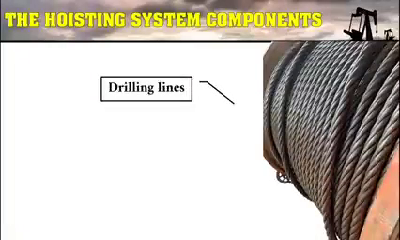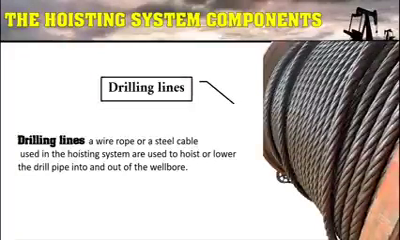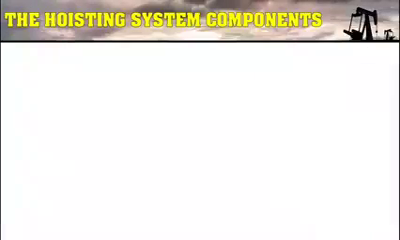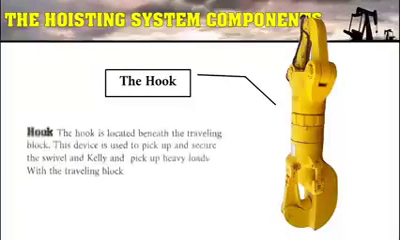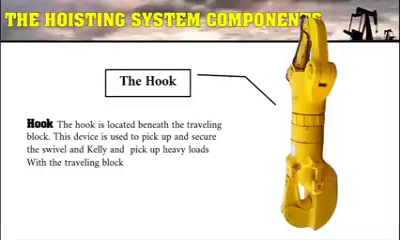The drilling lines. The drilling lines, a wire rope or steel cable used in the hoisting system, are used to hoist or lower the drill pipe into and out of the wellbore. The hook. The hook is located beneath the traveling block. This device is used to pick up and secure the swivel and kelly and pick up heavy loads with the traveling block.